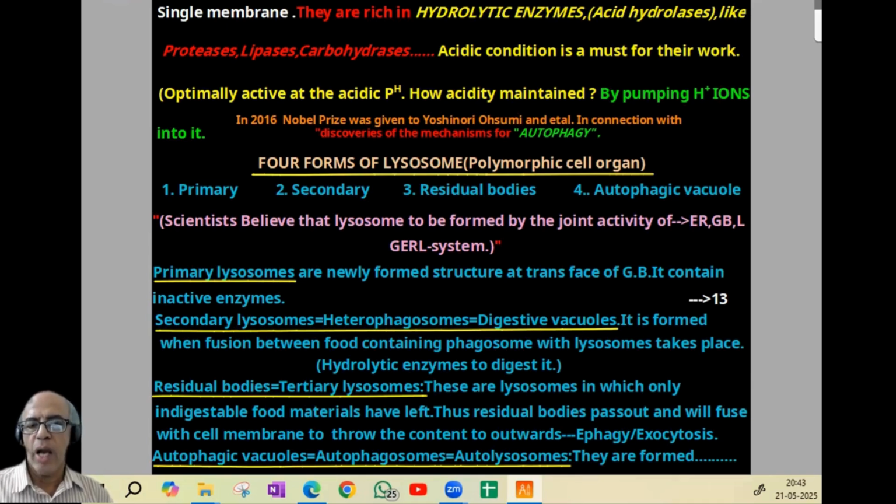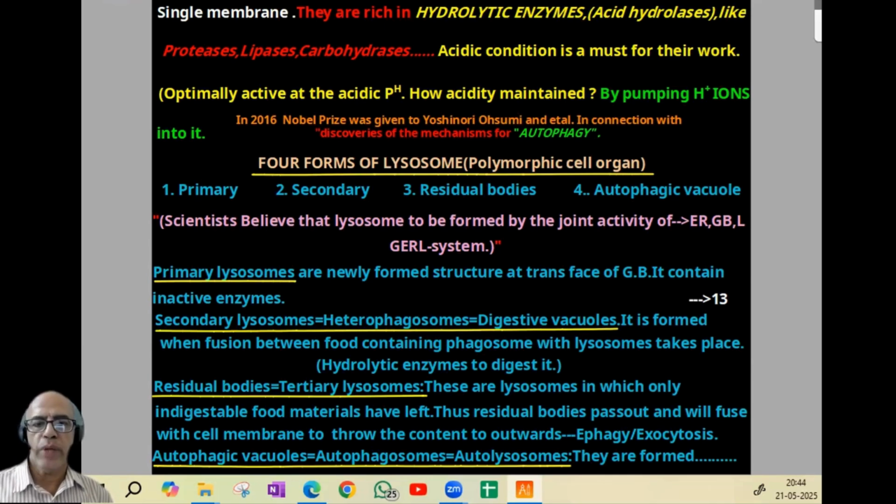So automatically question how acidity will be maintained. That is by pumping H+ ions into it. Now, a small literature you can find that was connected with the Nobel Prize. In 2016, Nobel Prize was given to Yoshinori Ohsumi et al. in connection with the discoveries of the mechanism for autophagy connected with the lysosome.